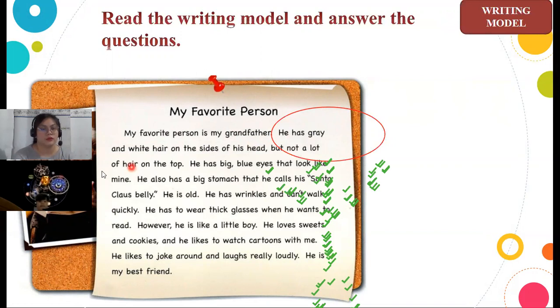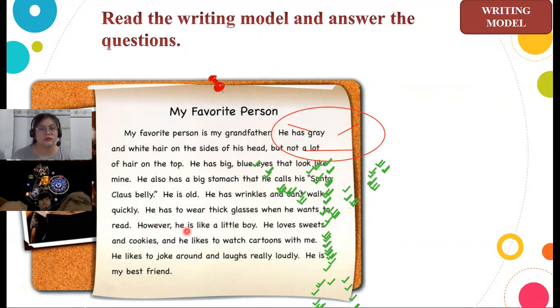He has gray and white hair on the sides of his head, but not a lot of hair on the top. He has big blue eyes that look like mine. He also has a big stomach that he calls his Santa Claus belly. He is old. He has wrinkles and can walk quickly. He has to wear these glasses when he wants to read.